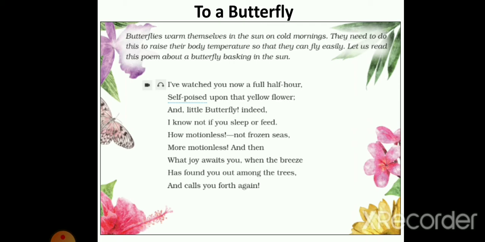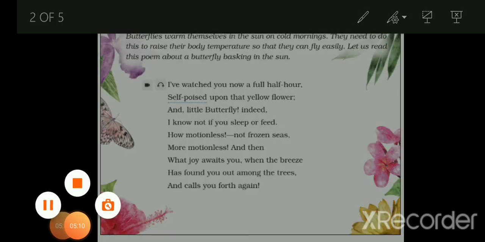Now, self-poised upon that yellow flower. What does self-poised mean? Here the poet appreciates the balance with which the butterfly rested upon that yellow flower. He was looking at that butterfly for half an hour, and he appreciated the balance, the way the butterfly was resting upon a yellow flower.